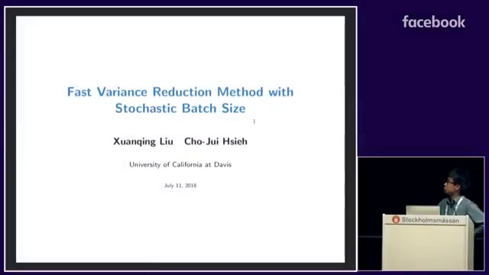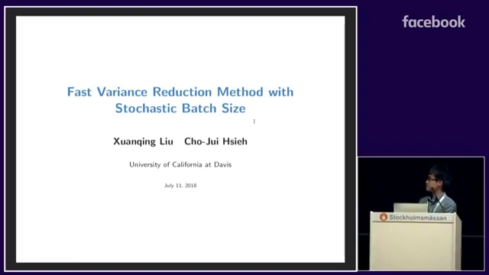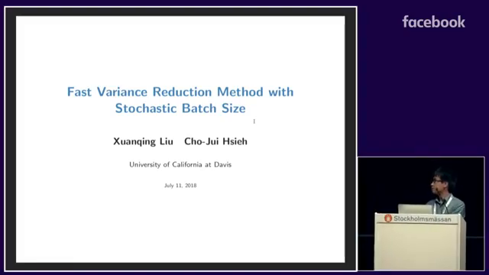Hello everyone, I'm Minhao, and my topic is fast variance reduction method with stochastic batch size. This work is done by Shenqing and Chou, but they couldn't come because of the visa problem, so I will present their work here.